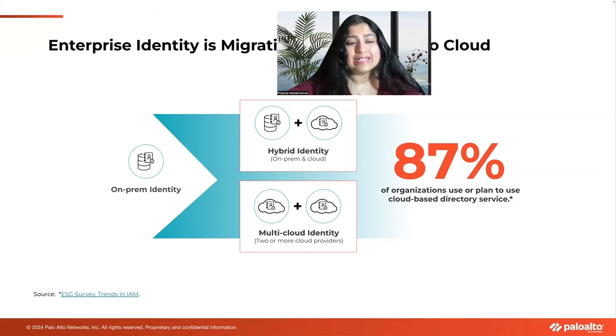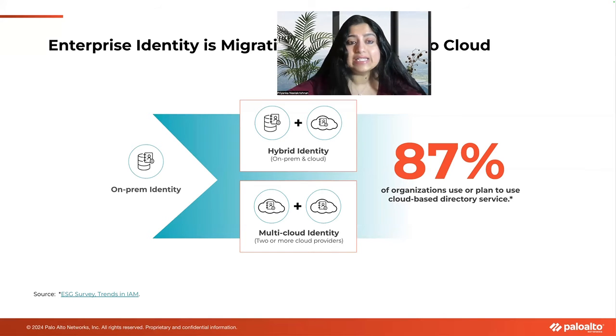Number four, risk of identity sprawl and security gaps. Identity sprawl across multiple repositories increases the risk of security gaps and unauthorized access. Inadequate visibility and control over identities can lead to data breaches and compliance issues.